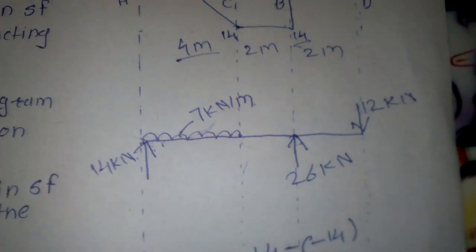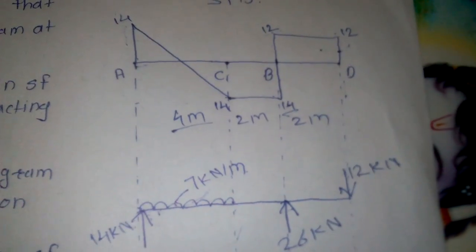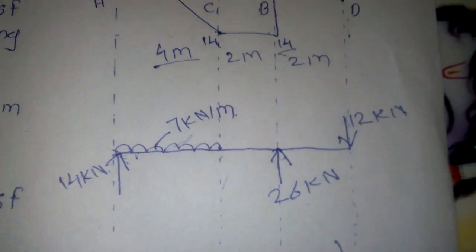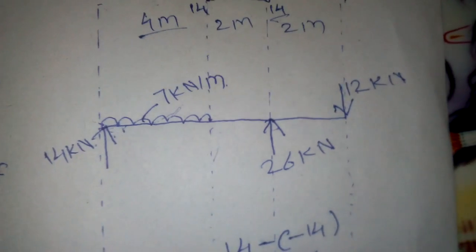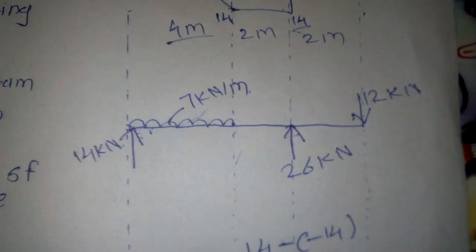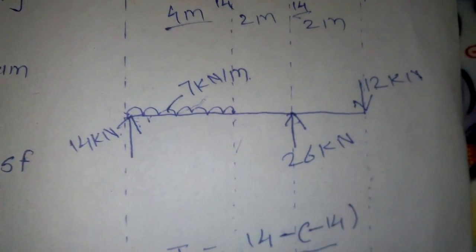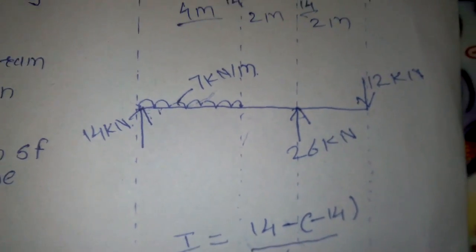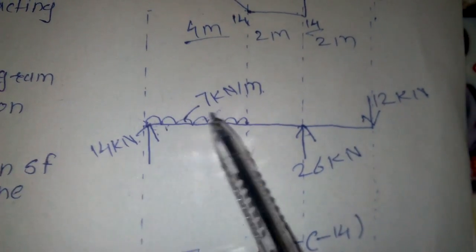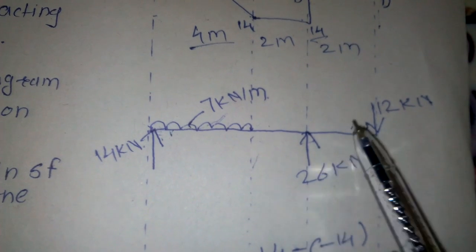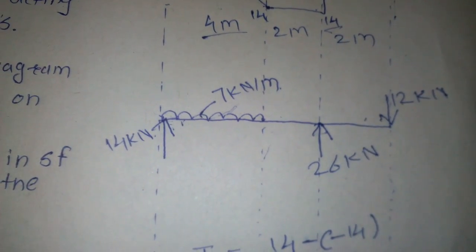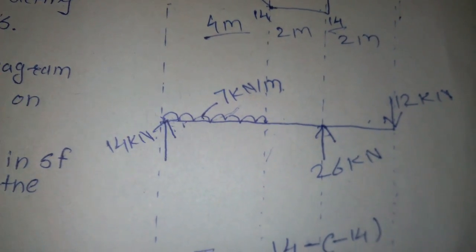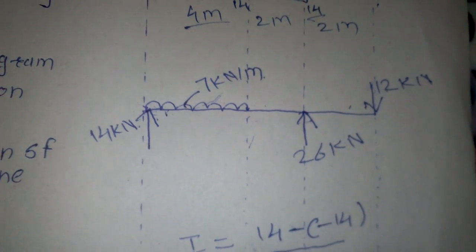Here, by using these points we can draw a load diagram from this shear force diagram. Once we know the load diagram, we will draw a bending moment diagram. Just find the bending moment about all points and draw the bending moment diagram. How to find the bending moment and how to draw a bending moment diagram is explained in my previous video.